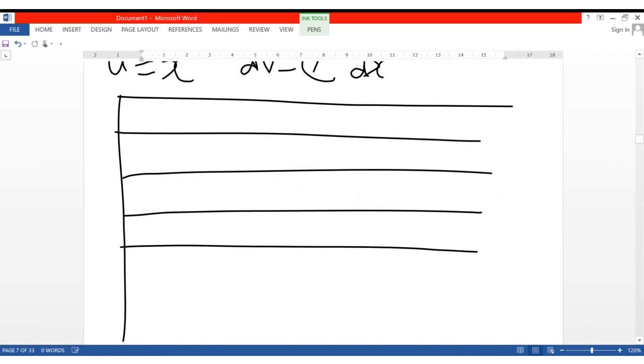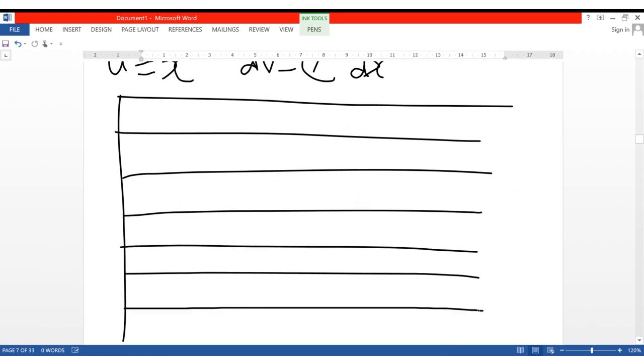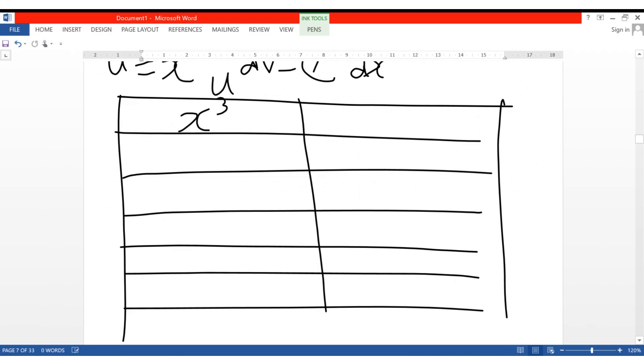I'll do the table, it's the faster way. So this one I'm calling x to the power 3. This one is my u, remember? This one is the side of u. Then the dv here, I'll call it what? Exponential 2x. So let me start differentiating this side, x to the power 3.